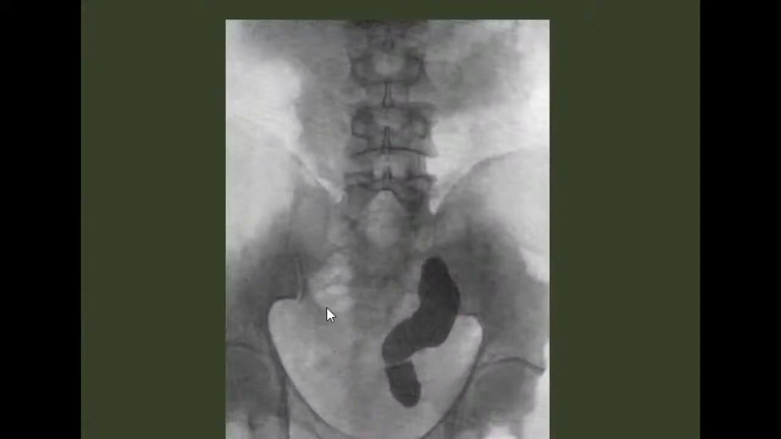In this picture you can see a huge stone which formed in the urethra. In this case, disturbances of urine flow were present and a secondary stone formed in the distal part of the urethra.